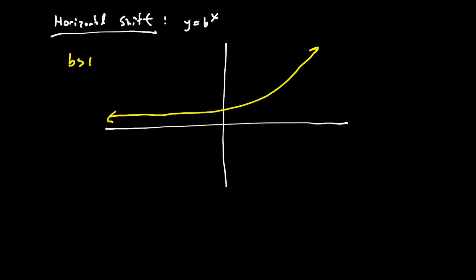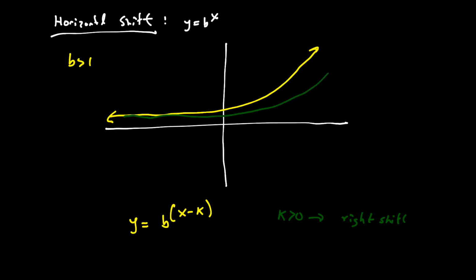Now to shift a graph left or right, that means that we're going to be altering the x values so that they're going to different y values. And the way we do that is we replace our equation y equals b^x with y equals b raised to the x minus k. If we want to shift our graph, let's say k units to the right, then the number k is going to be greater than 0. So our graph would look something like this. And if we want to shift our graph k units to the left, then k will be less than 0.